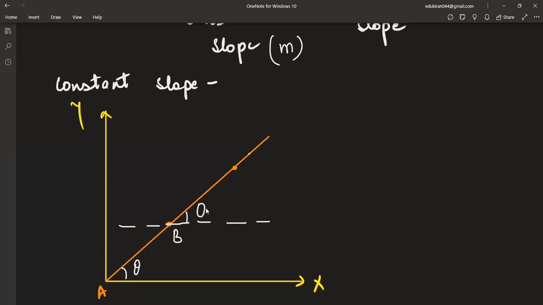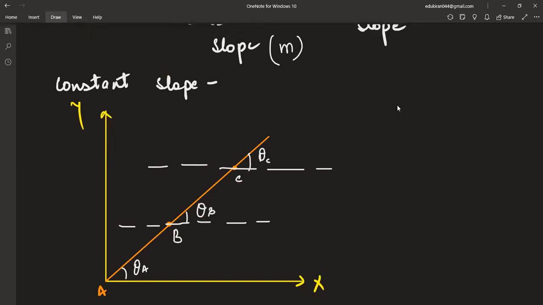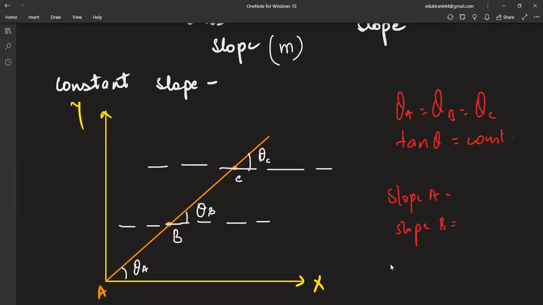Now make theta again. Now take one more point. Again make a line parallel to the x-axis. Take theta again. Do you notice theta A, theta B, theta C, all the values of these theta are the same. Theta A is equal to theta B is equal to theta C. If theta is the same, it means all the tan theta will be constant. That means slope of A is equal to slope of B, which is equal to slope of C.